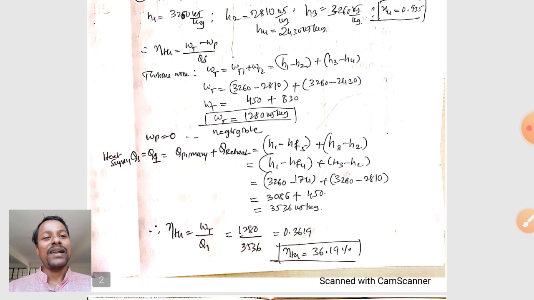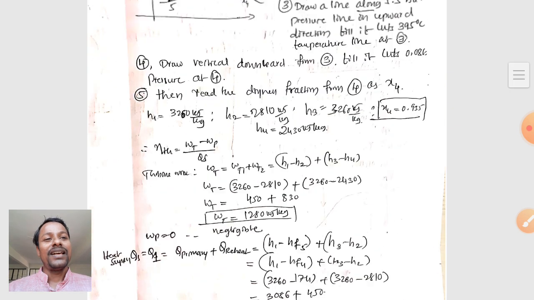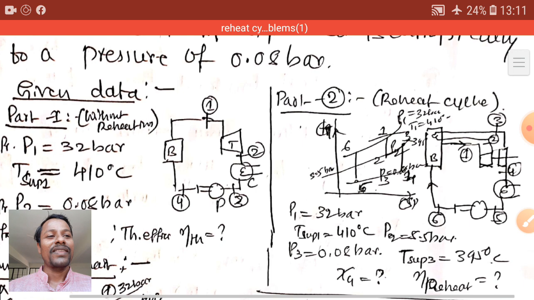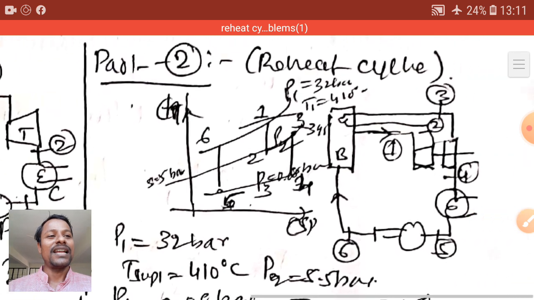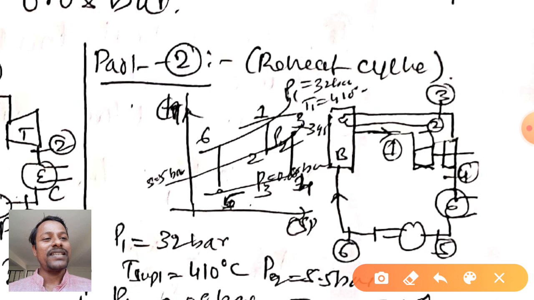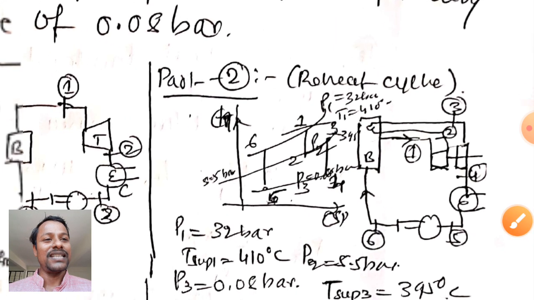Therefore, heat supplied for the cycle with reheating, this is the schematic diagram. We supply heat twice in the reheating cycle, as you know. Once is primary heating, and another is reheating. So there are two, and the algebraic sum of both is equal to Q1. In the theory class we have already discussed it.